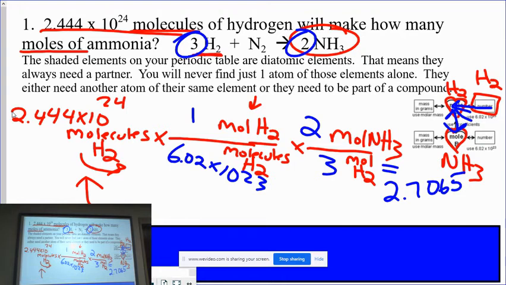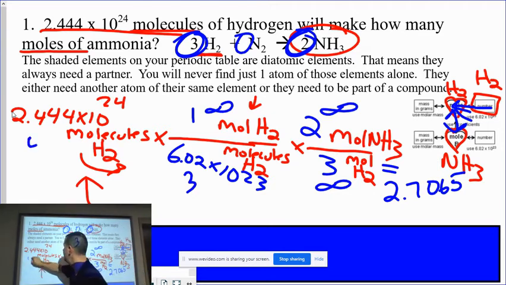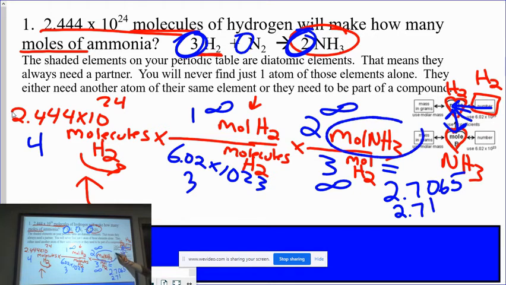Now I've got to look at sig figs. This one has infinite because the coefficients up there are exactly what they have to be. They can never be anything else. This is infinite sig figs. This is 3 sig figs, and this is 4 sig figs. So I should have a 3 sig fig number. So my answer ends up being 2.71. And then my last label that did not get canceled out is moles of ammonia, NH3.